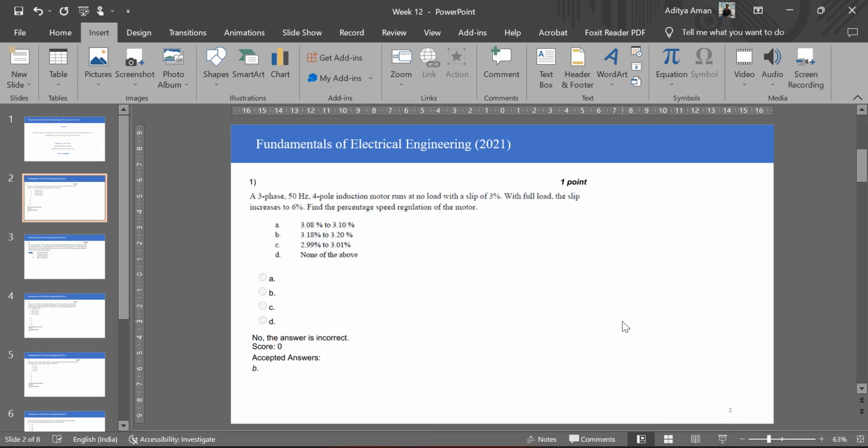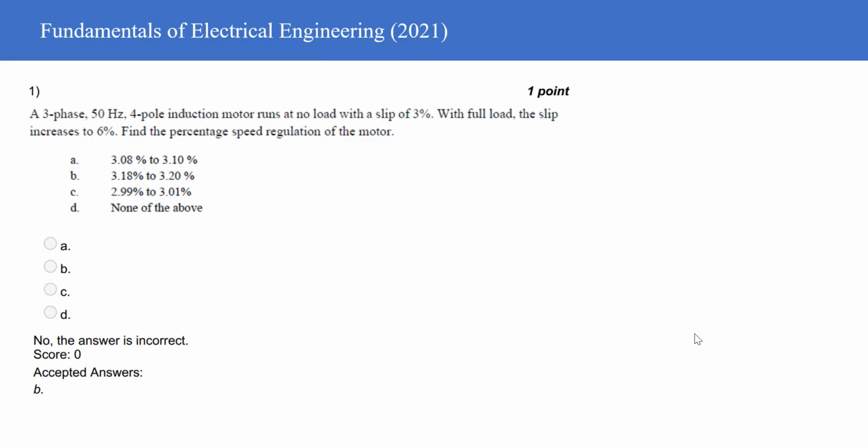The questions given in this assignment were from the induction motor and also from the DC motor. The first question was based on speed regulation. The speed regulation of a motor is given by the no load speed minus the full load speed divided by the full load speed, right?